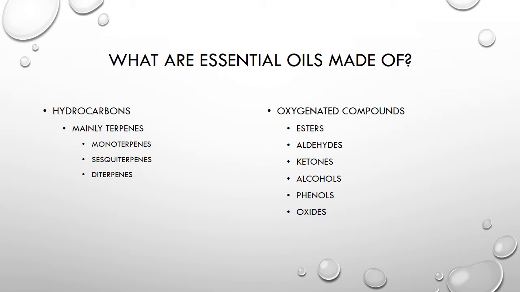The second component that make up essential oils are oxygenated compounds, and these include esters, aldehydes, ketones, alcohols, phenols, and oxides. Hydrocarbons, for those of you that aren't familiar with chemistry, just are carbon and hydrogen atoms bonded together. Oxygenated compounds are compounds that at least have one oxygen atom.